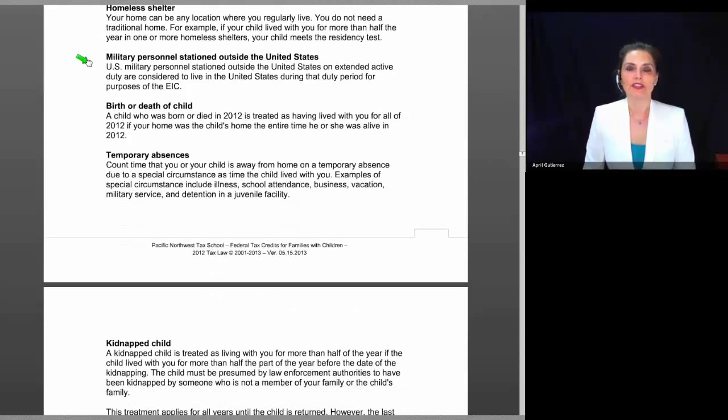Military personnel stationed outside of the United States. U.S. military personnel stationed outside of the United States on extended active duty are considered to live in the United States during that duty period for purposes of the earned income credit. So if you have a client who's stationed in Germany, on a permanent duty station assignment in Germany for a period of 3 years, the entire time that they're in Germany on that permanent duty assignment, they are considered to be residents of the United States for purposes of the earned income credit.